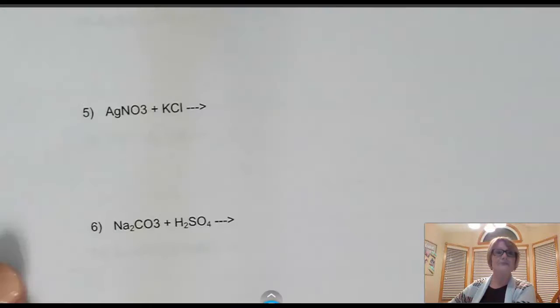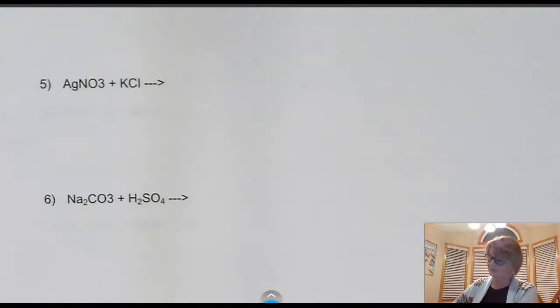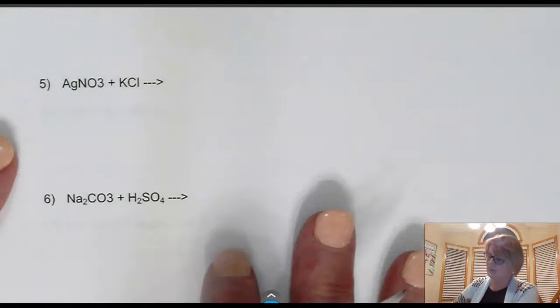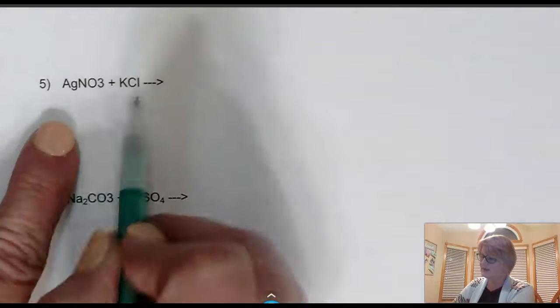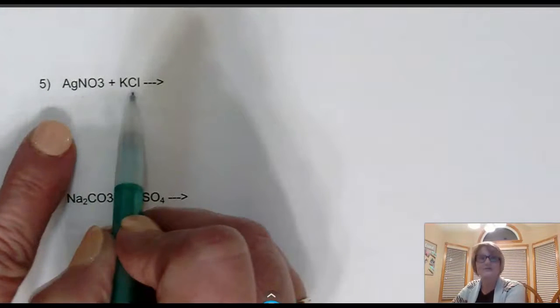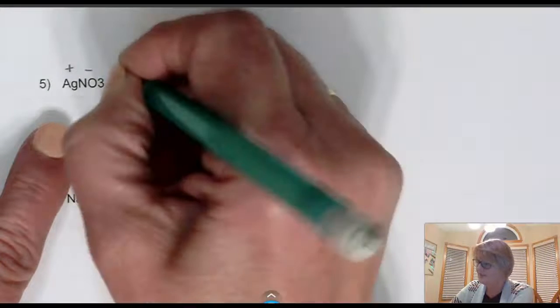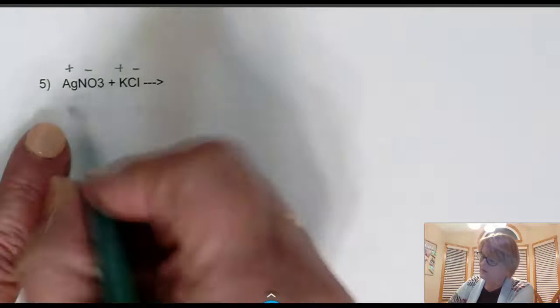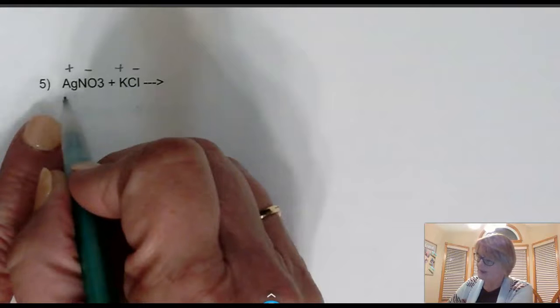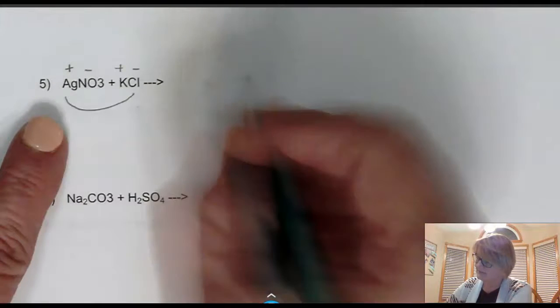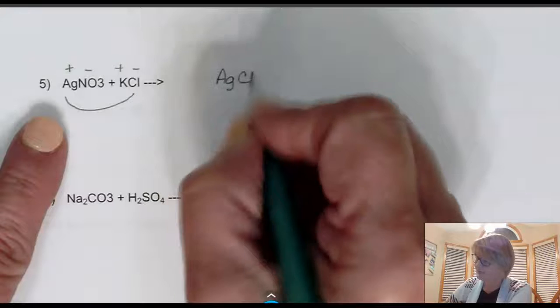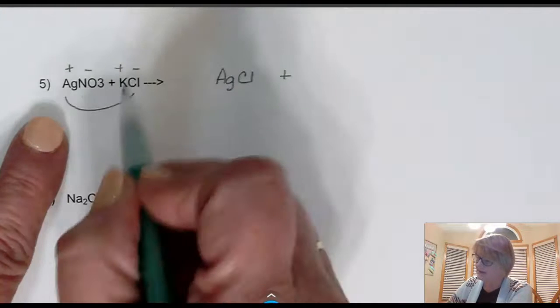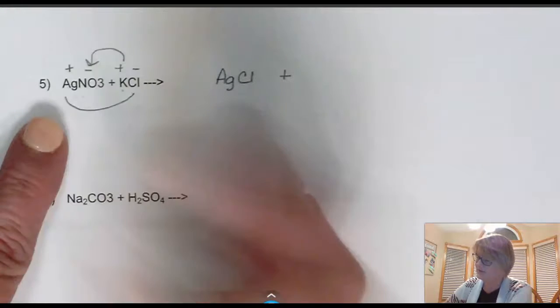So let's go ahead and get started again on number 5. Again, it is going to be a double replacement reaction, and I again recognize this because I have 2 compounds. So your silver is your positive, your nitrate negative, potassium positive, chlorine negative. And so I am going to take the positive and attach to the negative. And I am going to take the positive here and attach to the negative there.